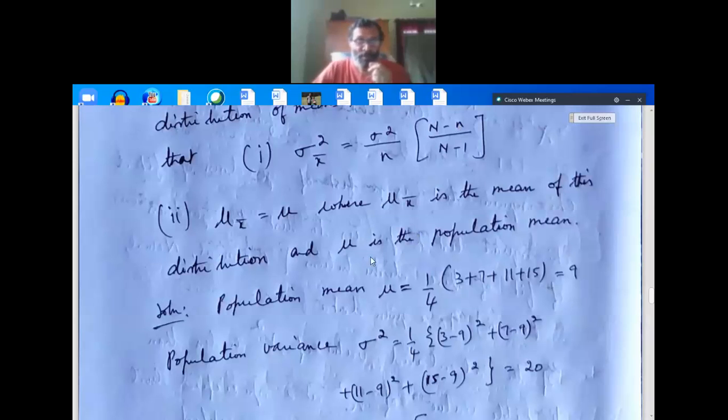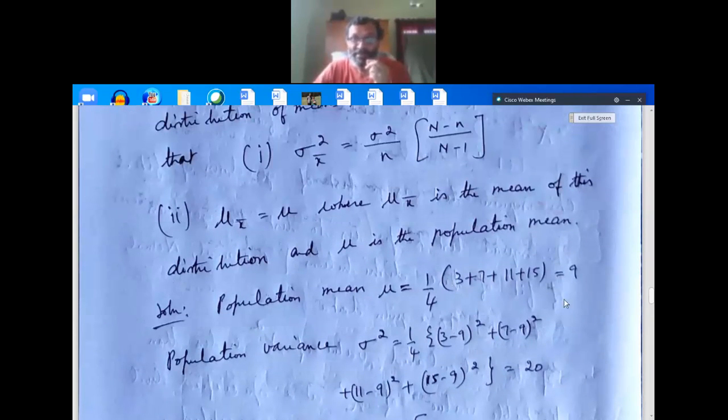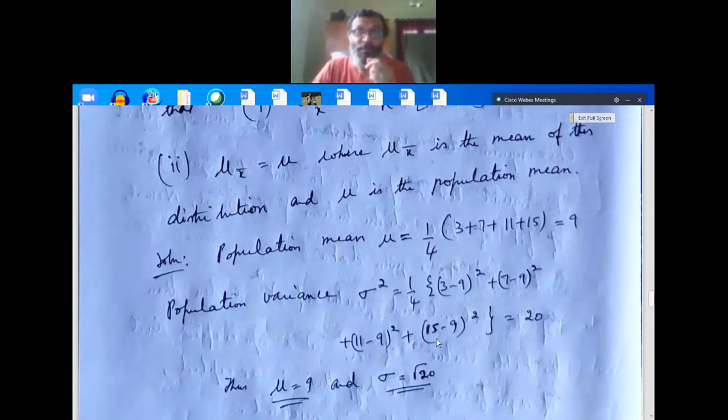Now, population variance, so sigma squared, the formula is 1 by 4 times the sum of xi minus mu whole squared. So 3 minus 9 whole squared, plus 7 minus 9 whole squared, plus 11 minus 9 whole squared, plus 15 minus 9 whole squared. Calculate this, you will get 20.